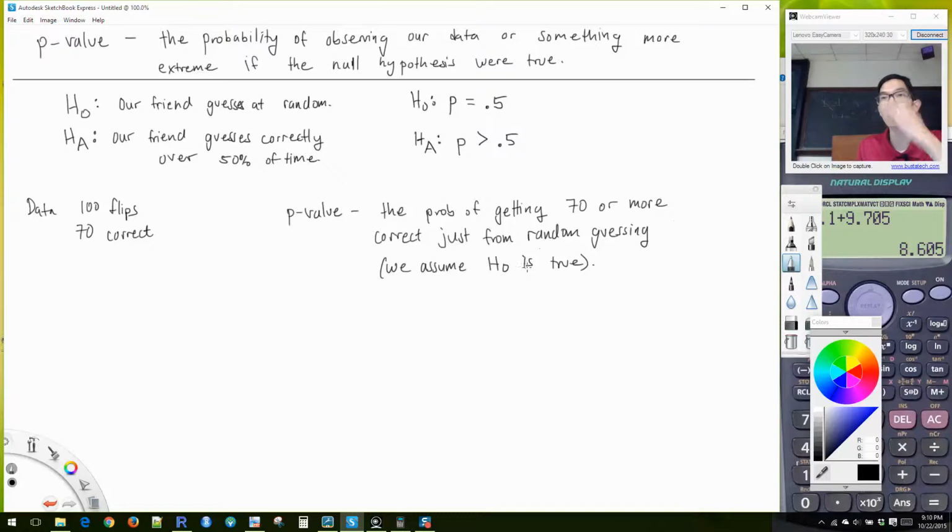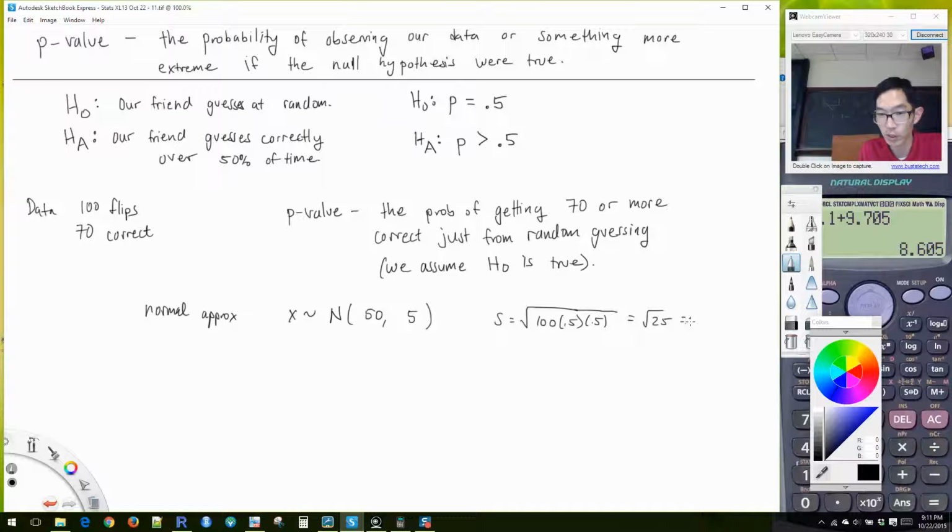Okay, so we can answer this also. We can do a normal approximation to the binomial, or use the computer. So normal approximation, how do we do this? We would say x comes from a normal distribution with mean 50 and standard deviation equal to the root of 100 times 0.5 times 1 minus 0.5, which gives us the root of 25, which is 5.